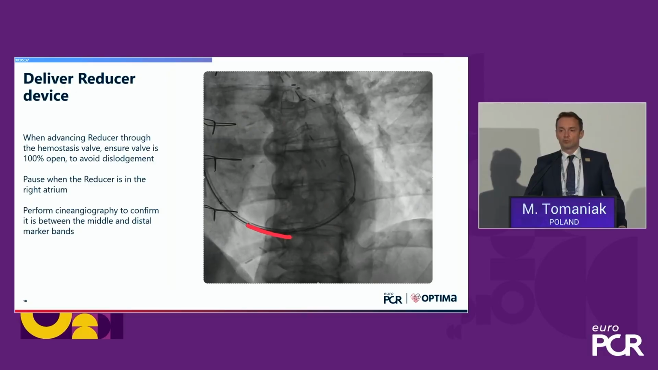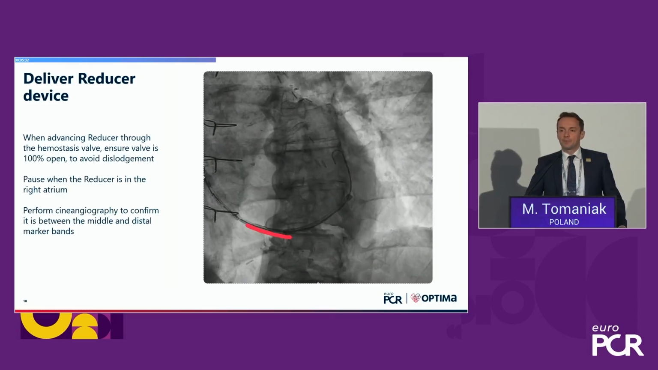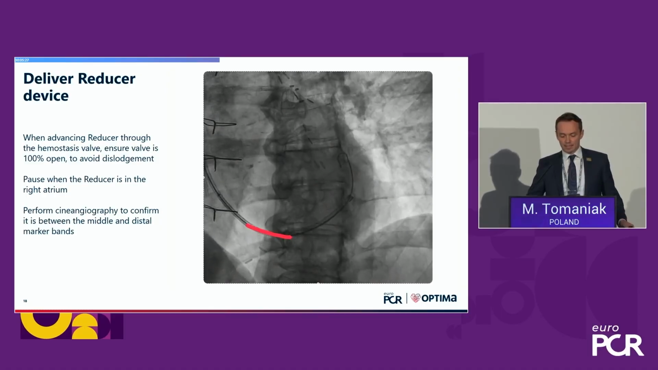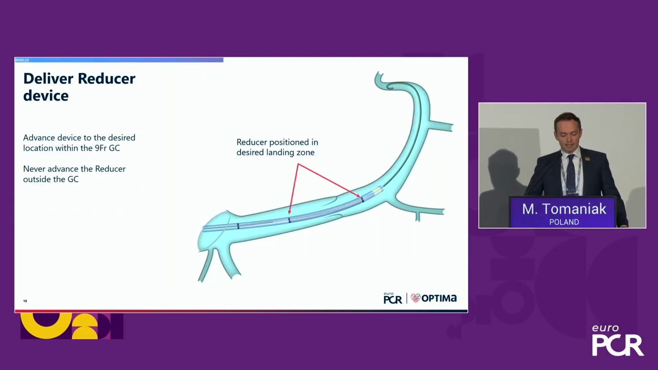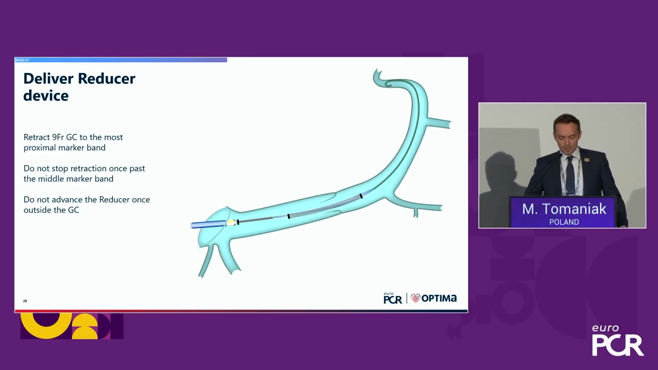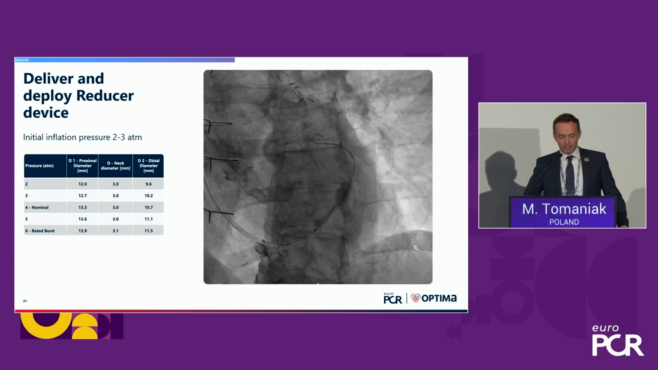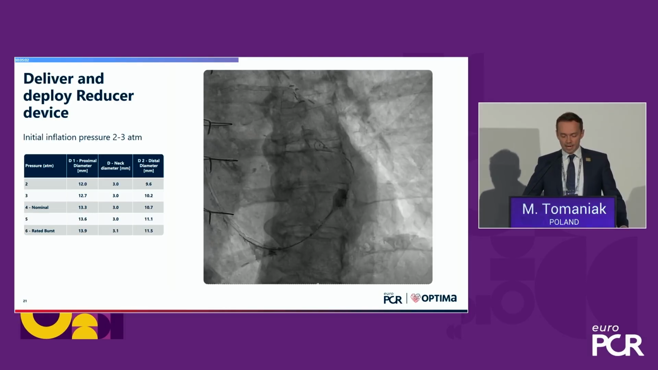It is good to stop with the reducer already in the right atrium, just to confirm that I have the device between the first and the second marker band, as you can see here marked in red on this video. So I advance the device to the desired location within the 9 French guiding catheter. I retract the guiding catheter to the most proximal marker band. And once I have the device in place, I can start with the inflation. The initial inflation pressure is usually 2 to 3 atmospheres.